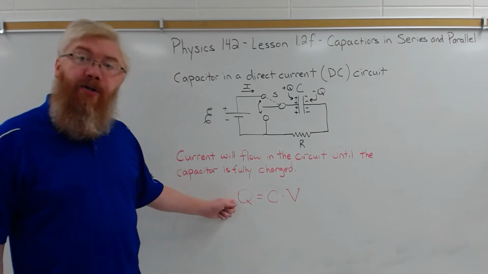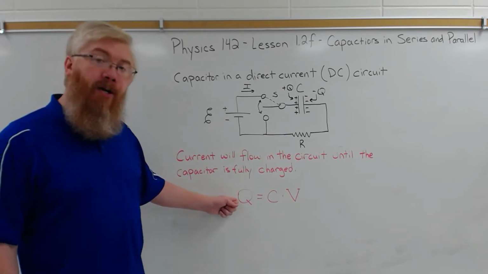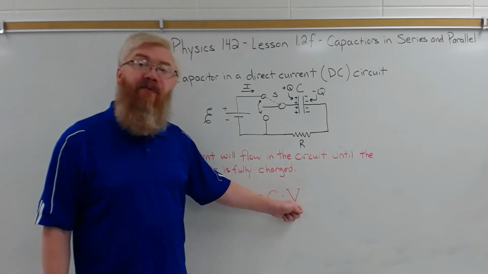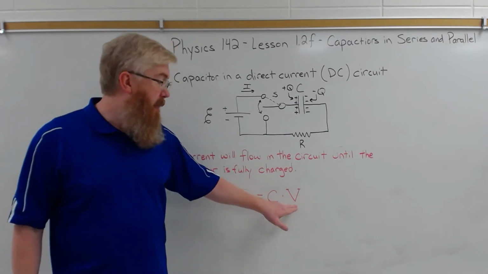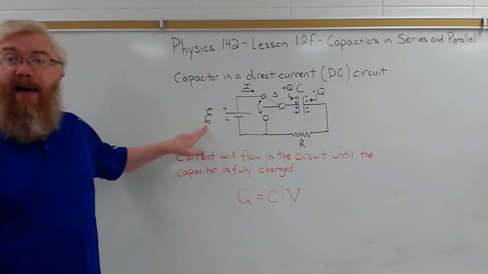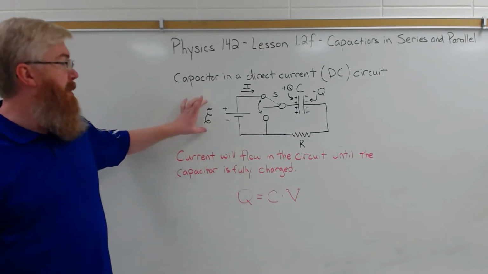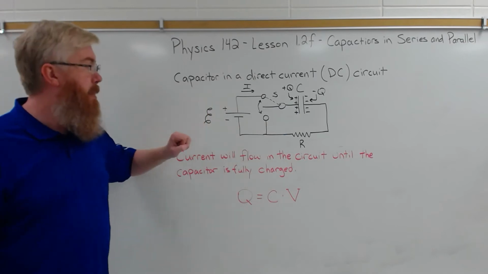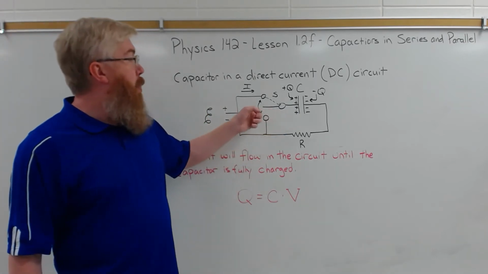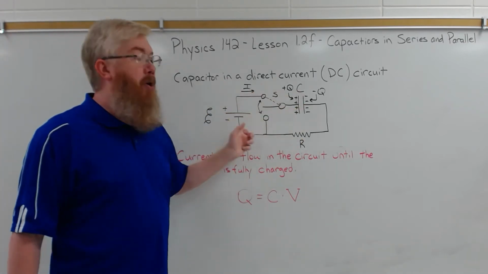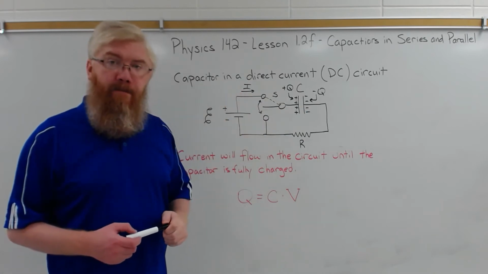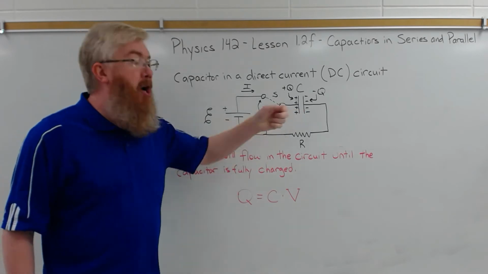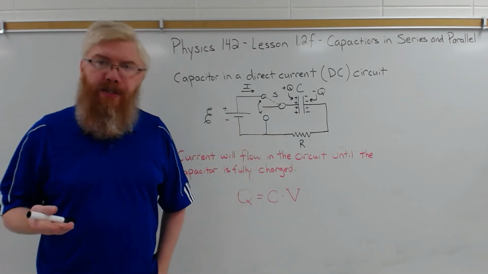Remember the equation for a capacitor: the total charge on a capacitor is equal to the capacitance of that capacitor times the voltage across that capacitor. Here the voltage is just the voltage of the battery, its E value. So this could be 12 volts, 9 volts, 6 volts, 1.5 volts, whatever. Once the capacitor is fully charged, current will stop flowing in this circuit. Now, we've stored energy. We've stored charge in that capacitor. Now, how do we use it?